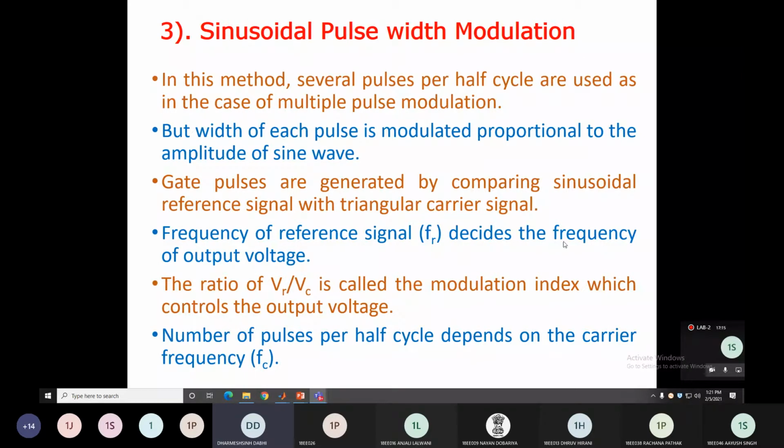The frequency of the reference signal decides the frequency of the output voltage. The ratio of VR by VC is called the modulation index, which controls the magnitude of the output voltage. And third, the number of pulses per half cycle depends upon the frequency of the carrier. That is common for all the PWM techniques.